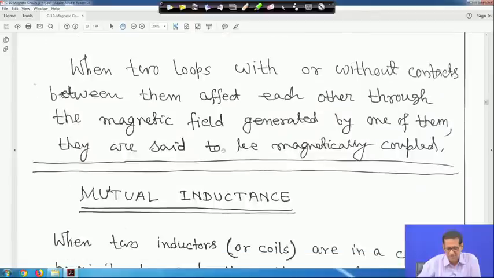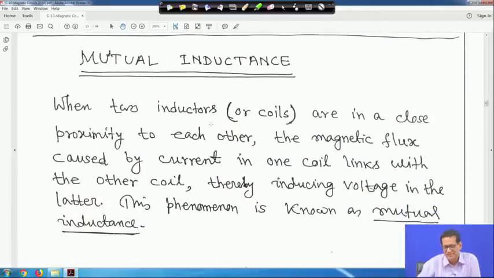Now, mutual inductance. When two inductors or coils are in close proximity to each other, the magnetic flux caused by current in one coil links with the other coil, thereby inducing voltage in the latter. We will see this later in the circuit diagram. This phenomenon is known as mutual inductance, right.